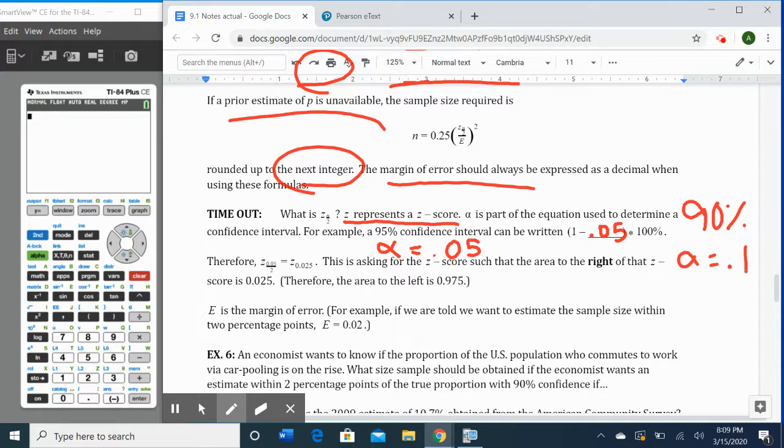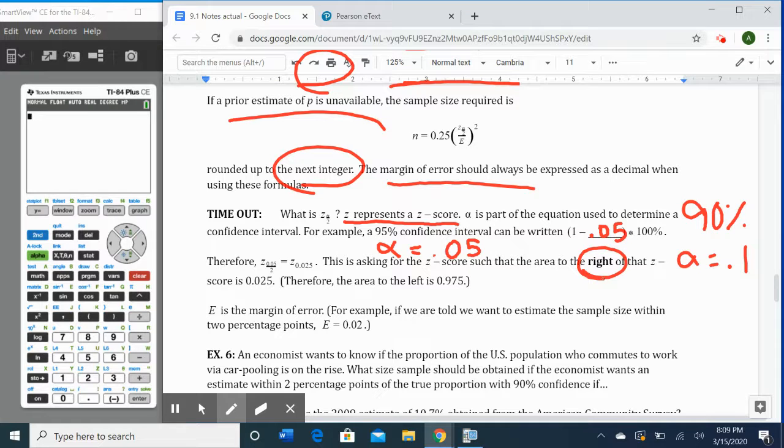Therefore, Z of 0.05 divided by 2 is Z sub 0.025. This is asking for the Z-score such that the area to the right of that Z-score is 0.025. Therefore, the area to the left is 0.975. I think I'm actually missing a 9 here, but it's okay. We're using this example, so we don't have to worry too much. This is the area to the right.